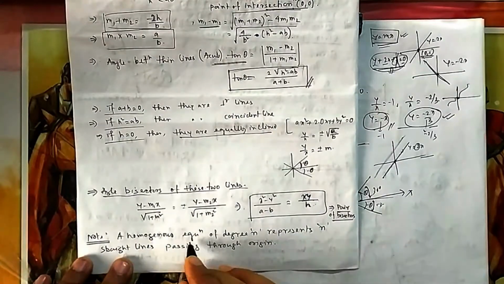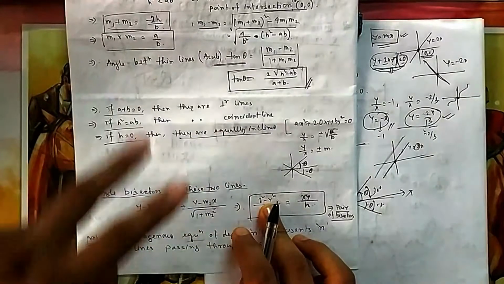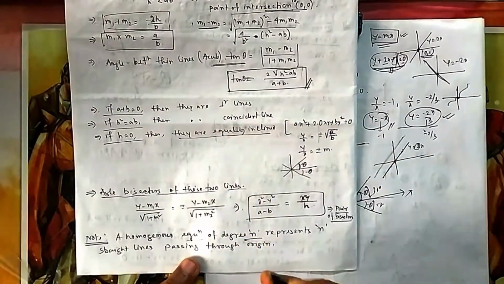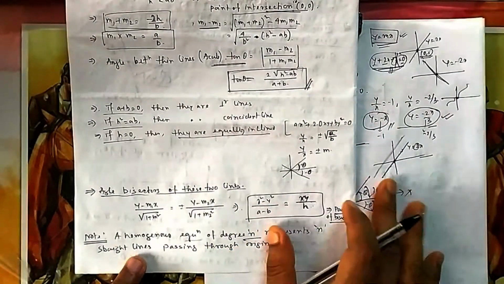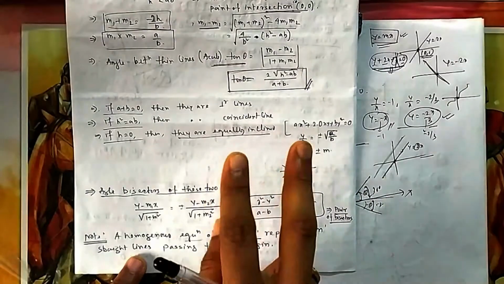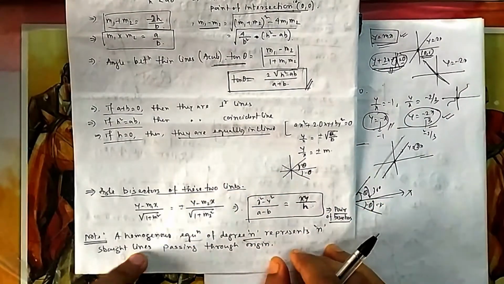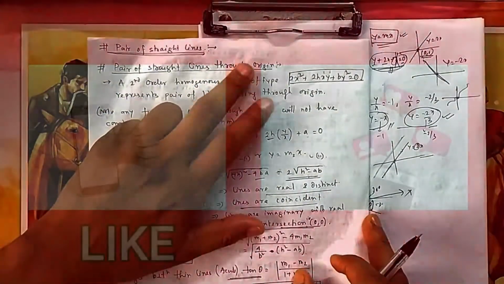So one important thing, it was a homogeneous of degree 2, that's why it was representing two straight lines passing through origin. If it is a degree n, if it is a degree 5 homogeneous equation, then it will represent 5 lines passing through origin. That's it. If it is a 2 degree homogeneous, then 2 lines through origin. If it is a 3 degree homogeneous, then it will be 3 lines through origin. So this was the pair of straight lines for lines passing through origin.